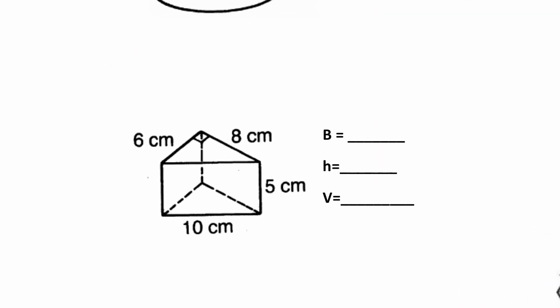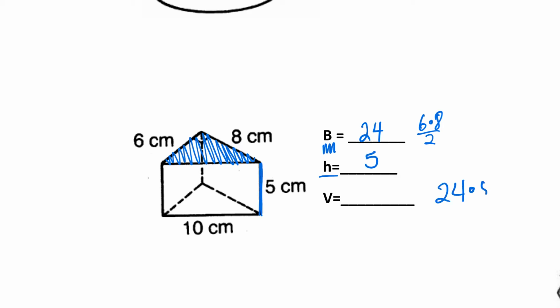All right, on this one. So capital B stands for what? Area of the base. So how am I going to find the area of this base? 6 times 8 divided by 2, which is 24. What's the height? 5. And so volume is area of the base times the height. 120 cubic centimeters.